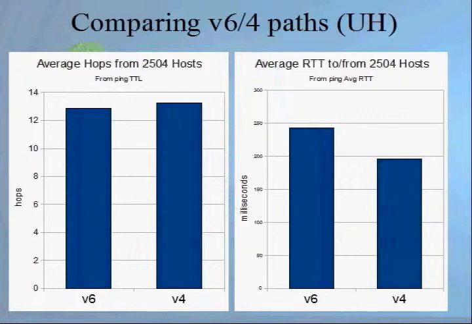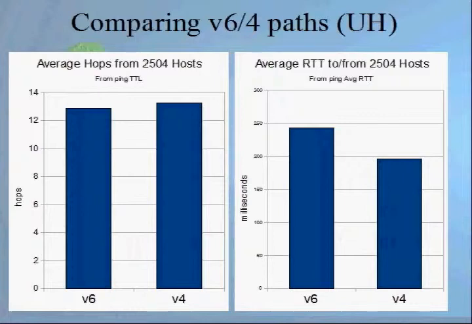So what this shows is that from the perspective of the University of Hawaii, those 2,504 hosts around the world that are reachable by v6 have a slightly shorter hop count than v4, but a slightly longer RTT than v4 does. So it's actually not a big differential between the two.